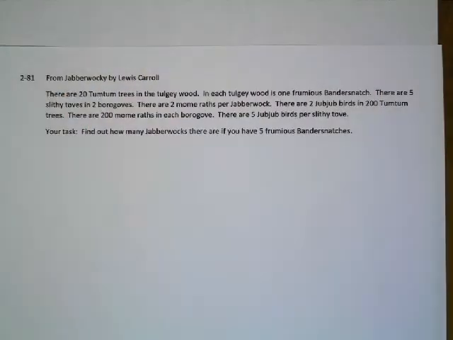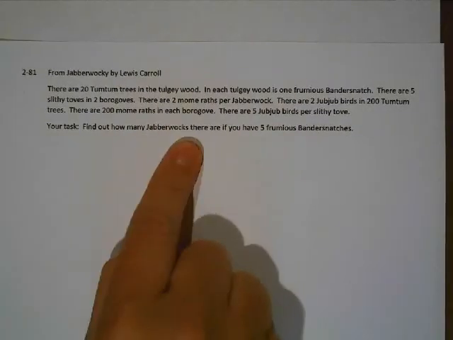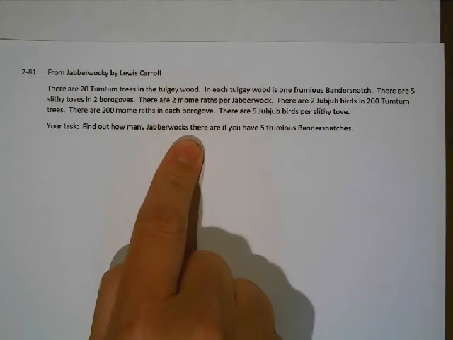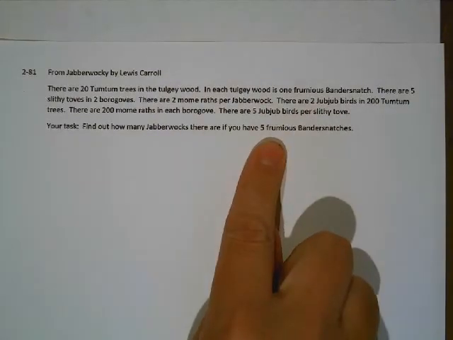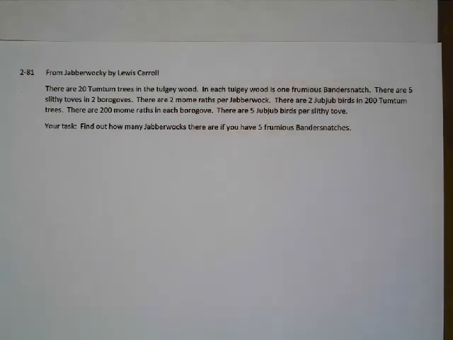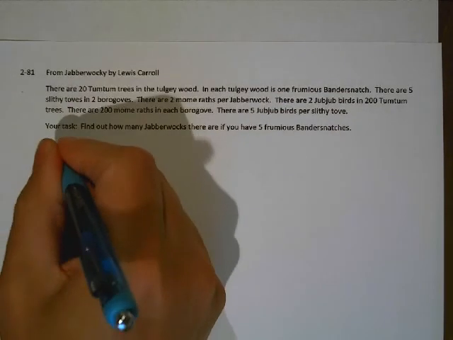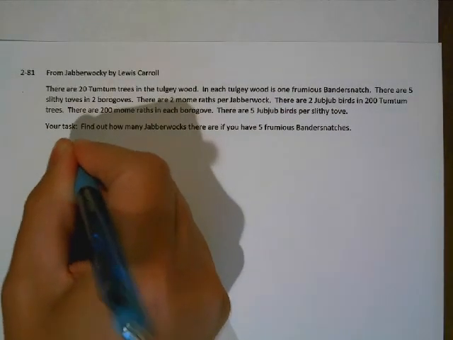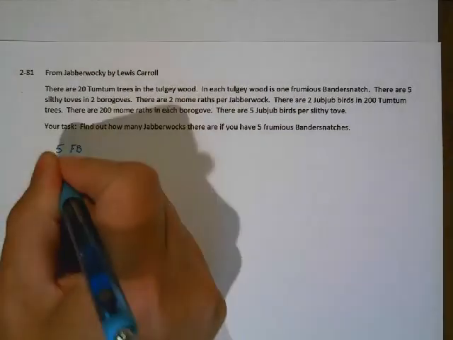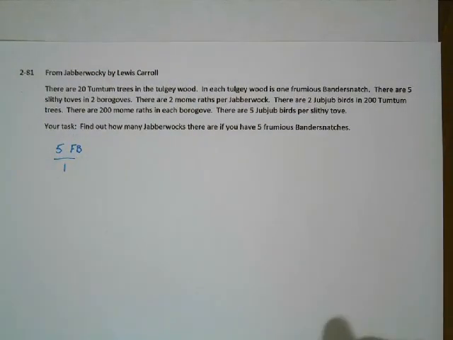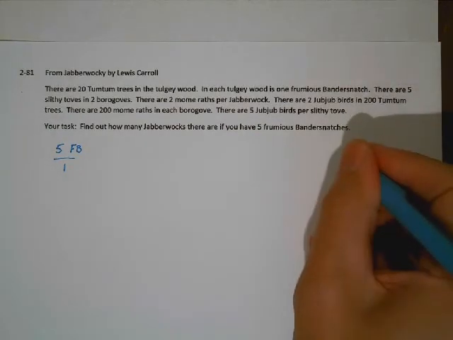Yeah, it's kind of ridiculous, isn't it? So we've got a conversion dimensional analysis for the Jabberwock. So this is based off that poem. So we want to find out how many Jabberwocks there are if we start with 5 frumious Bandersnatches. Okay, so we're starting with 5 frumious Bandersnatches over 1, and we want to end with Jabberwocks at the end.